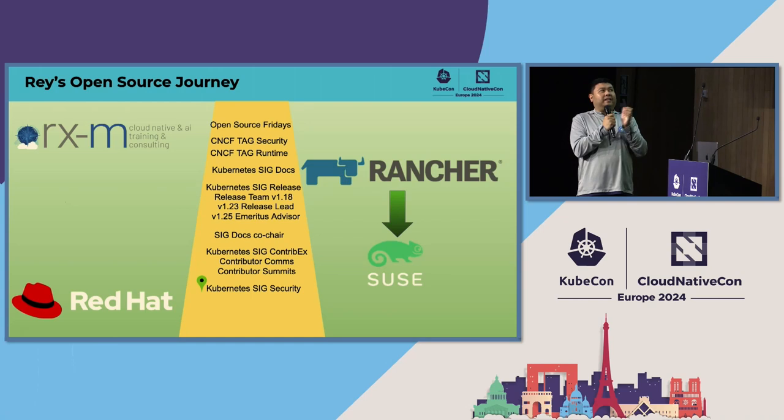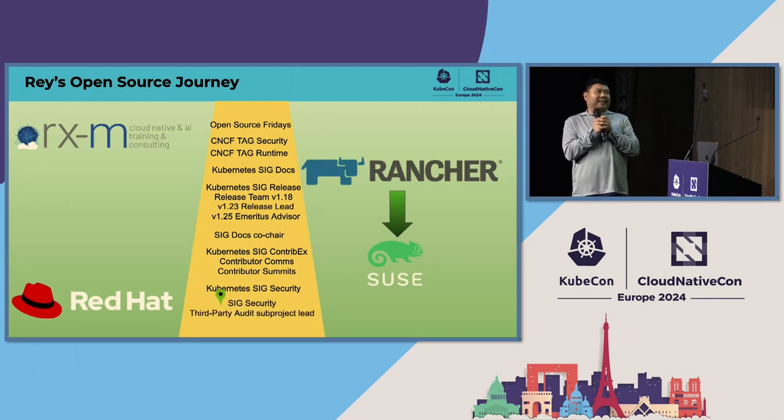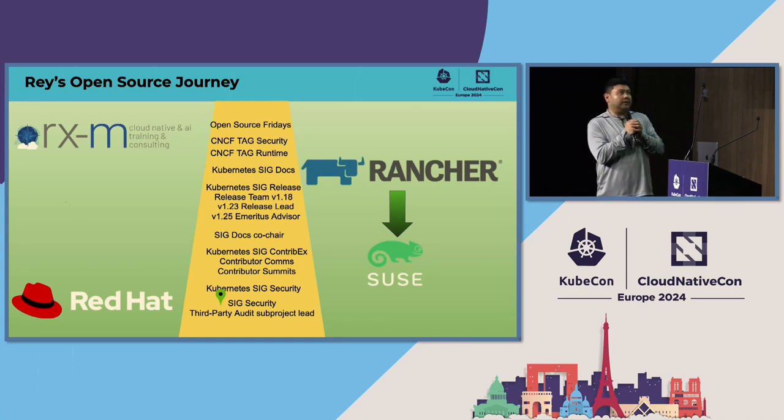I also started to go into SIG Security because a friend of mine, Savitha, who leads the SIG Security docs sub-project, asked me to join, since it also ties in with being a docs approver. So I started joining that sub-project meeting and then the SIG Security meeting as well. I found another home with SIG Security. That led to me joining the third-party audit sub-project and eventually becoming its lead, which is currently the case. It is a sub-project that coordinates regular third-party security audits for the Kubernetes project.